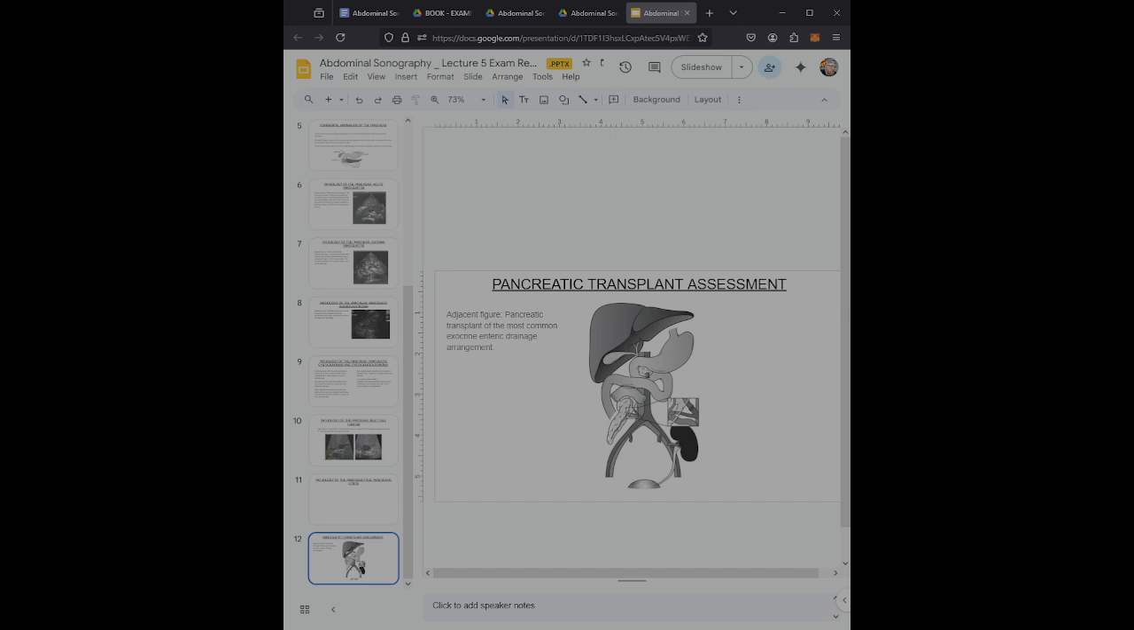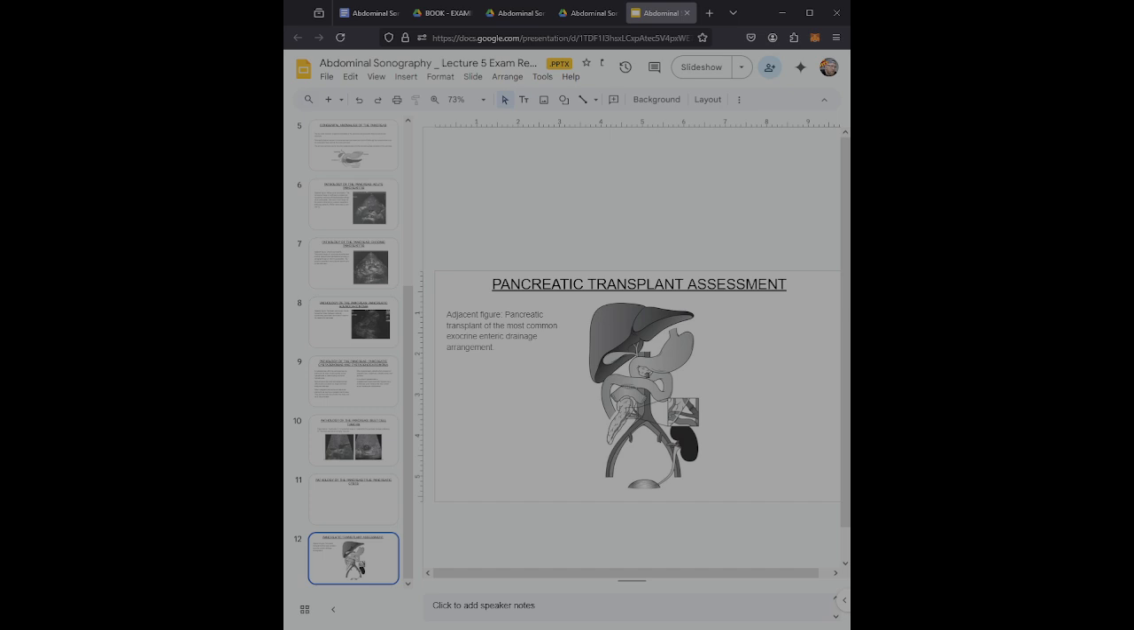So in the case of certain carcinomas, pancreatic transplant is in order, and transplantation of the pancreas can occur for a number of reasons. It can be done to treat severe type 1 diabetes. Techniques can vary, but usually patients will undergo a renal transplant at the same time. So the pancreas is placed within the right side of the abdomen, and the renal transplant is placed on the left.